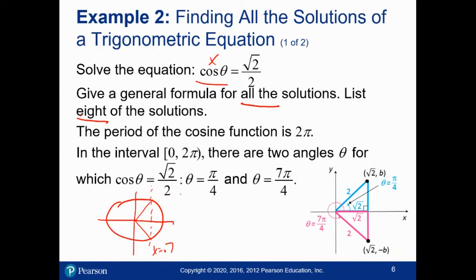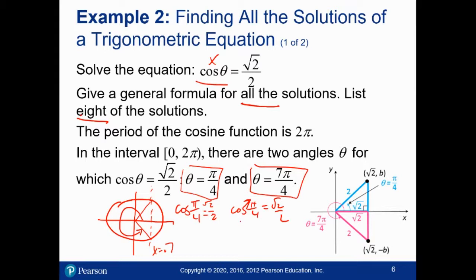Now, we already know that the cosine of pi over 4 is root 2 over 2. But we also could then go all the way around to this angle, which would be 7 pi over 4, and would also have a cosine of root 2 over 2. So in one full rotation of the circle, we have 2 solutions, pi over 4 and 7 pi over 4. But notice we're supposed to give 8 solutions, and in fact, we're supposed to list all of them, which suggests that 8 isn't even all there are. And indeed, you can rotate around.